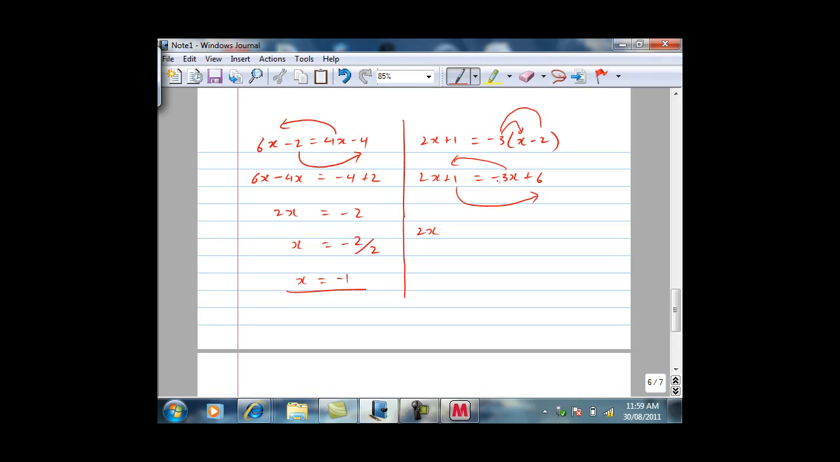Because 3x there is a negative, when it moves to the left hand side, it becomes a plus, and a 1 is a positive. I move it to the right hand side, it becomes a minus, and that becomes 5x is equal to 5. Getting rid of the 5 and dividing on the right hand side, we get 1 as the answer.